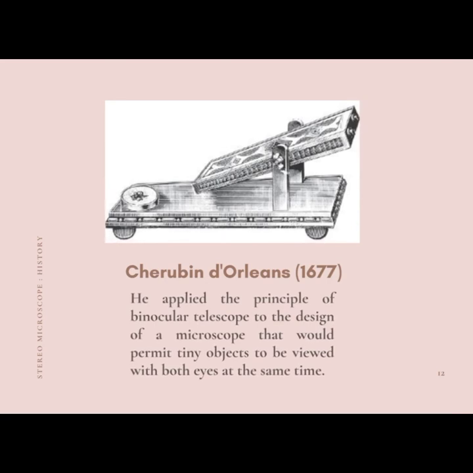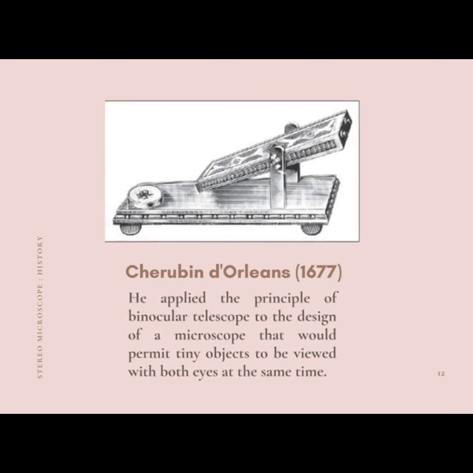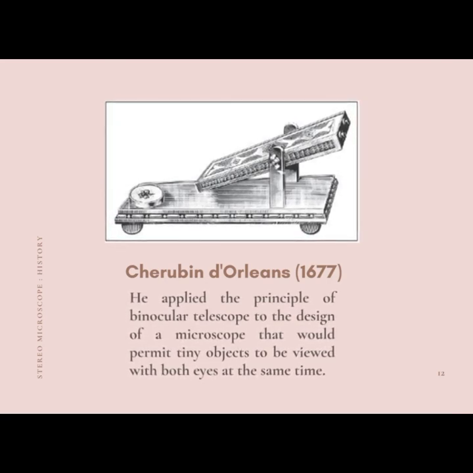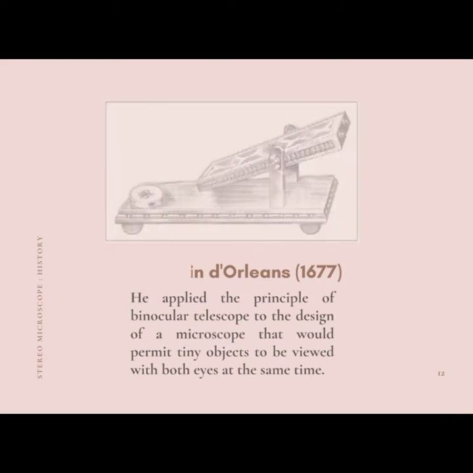The first pseudo-stereoscopic microscope was designed and built by a monk called Chérubin d'Orléans. In 1677, he applied the principle of the binocular telescope to the design of a microscope that would permit tiny objects to be viewed with both eyes at the same time. At that time, his goal was not a 3D image. Instead, he believed that image quality could be improved by viewing objects with both eyes at the same time.